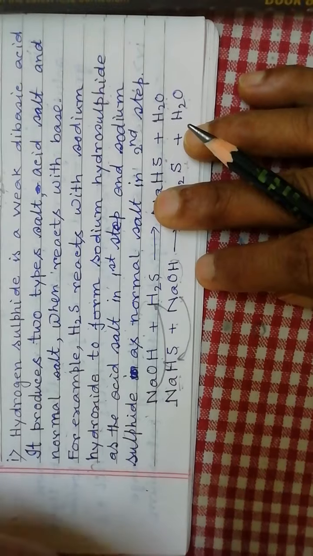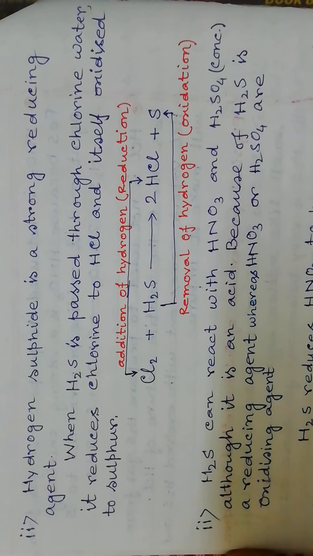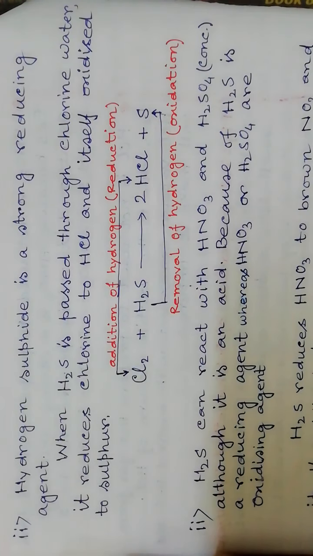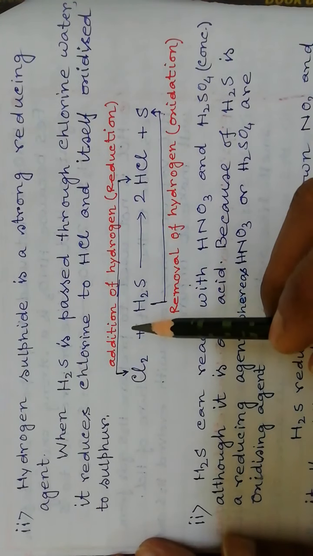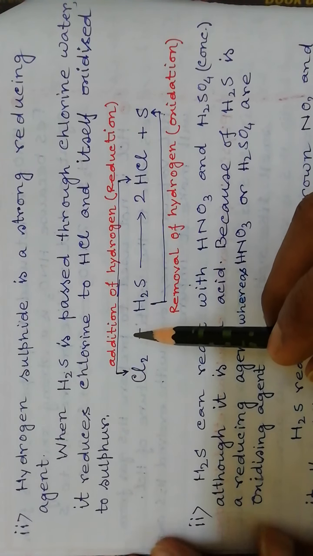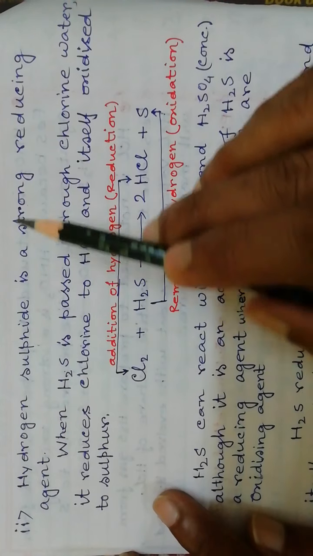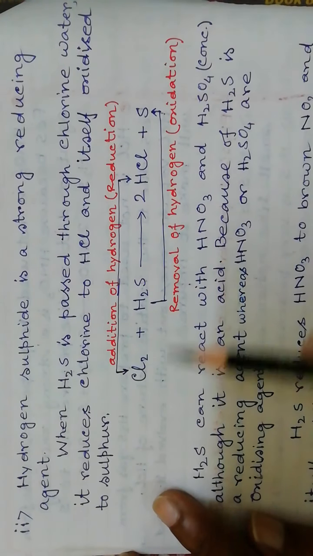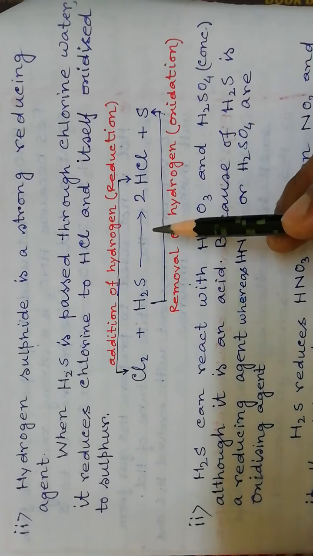So not only sodium hydroxide, when H2S reacts with potassium hydroxide or calcium hydroxide, it also forms the salt and water, and that means its hydrogen is displaceable, so it is a dibasic acid. Now another very important reaction for H2S: hydrogen sulphide is an acid and it is a strong reducing agent. So H2S is a reducing acid.